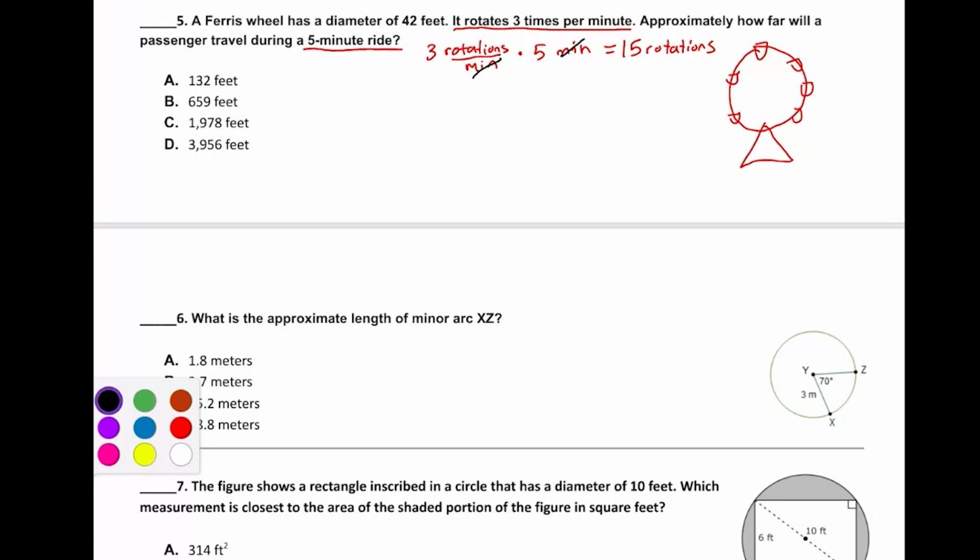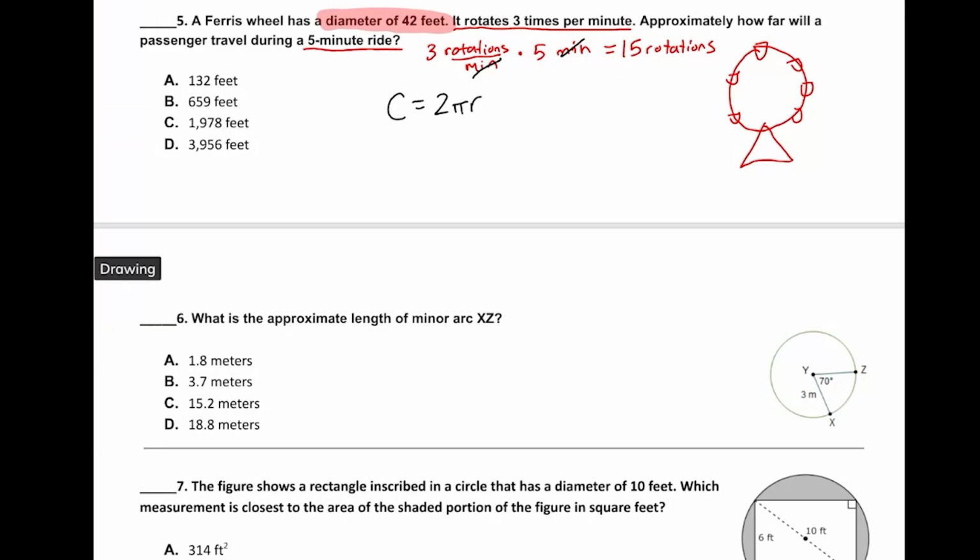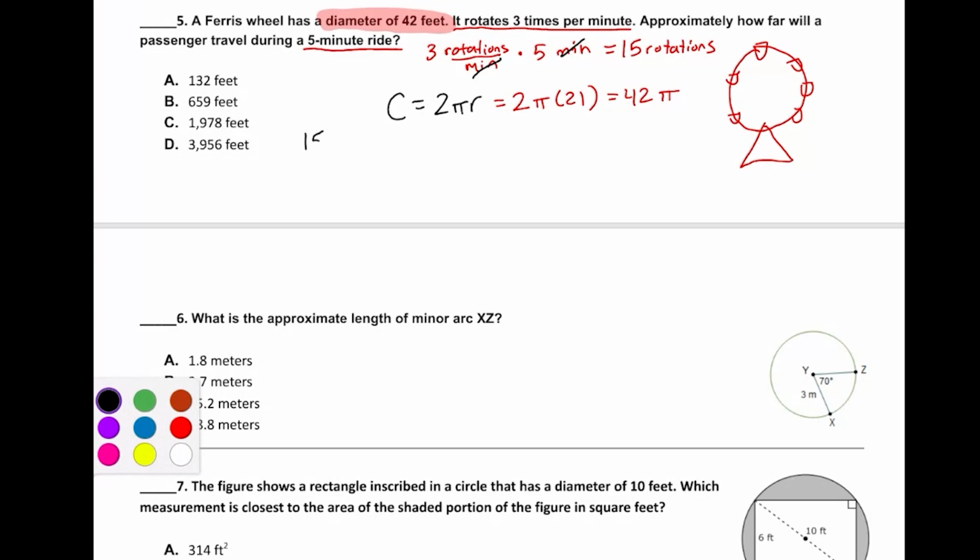So the circumference is 2 pi r. In this case, since the diameter is 42, the radius is half that, so it would be 21. So this would be 2 times pi times 21, which would be 42 pi. I'll leave it like that for now. That's how far you would go in 1 rotation. So for 15 rotations, we want to multiply that circumference by 15.